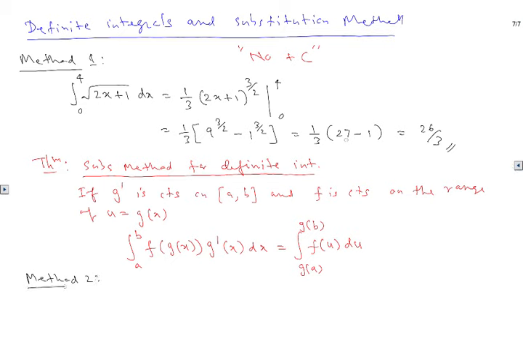So sometimes method 2 is much faster. So let's do the same problem: the integral from 0 to 4 of the square root of 2x plus 1 dx. So what's going to happen? I'm going to do this back calculation here.